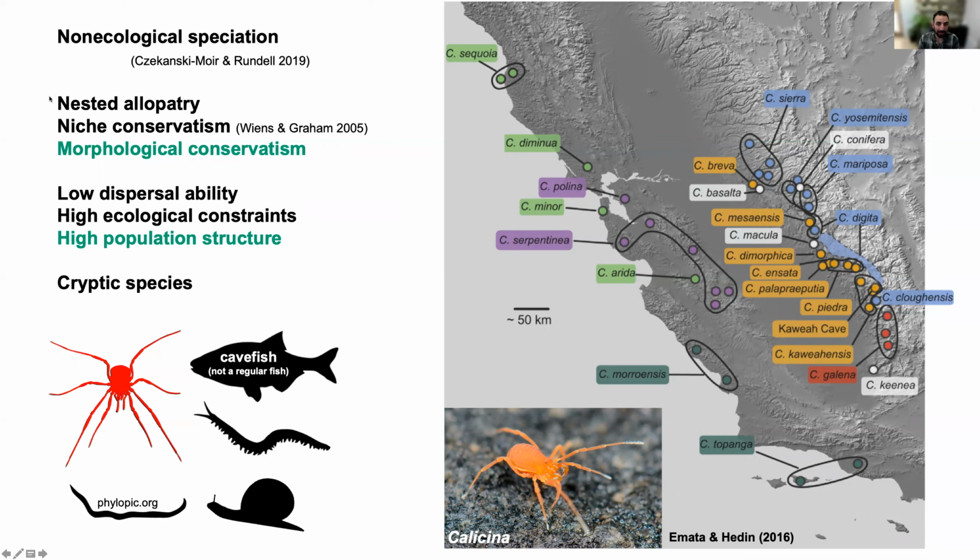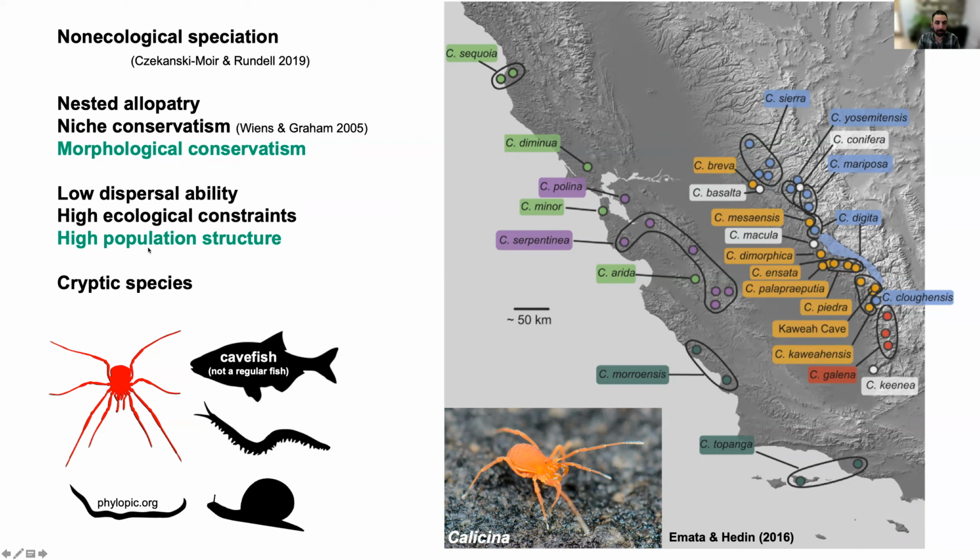So that nested allopatry is largely due to niche conservatism, and this together often leads to morphological conservatism across species boundaries. Next, many Opiliones show low dispersal ability and high ecological constraints, meaning they have very specific microhabitat preferences. These two together can lead to very high levels of population genetic structure. And all of this together has the potential to lead to cryptic species.